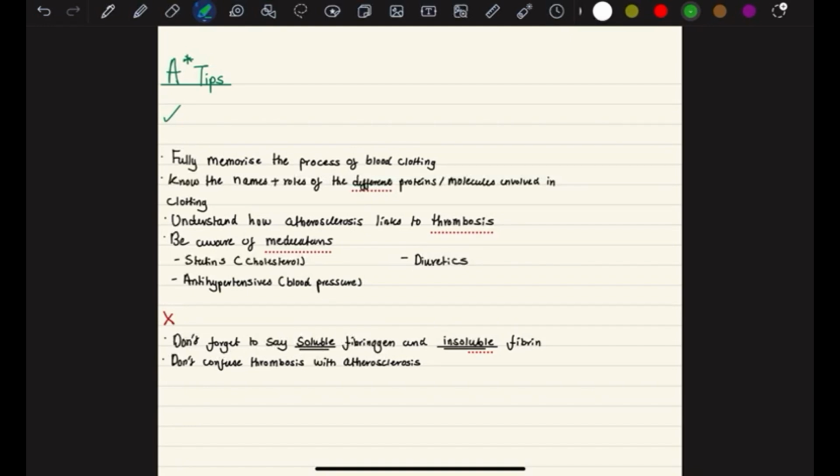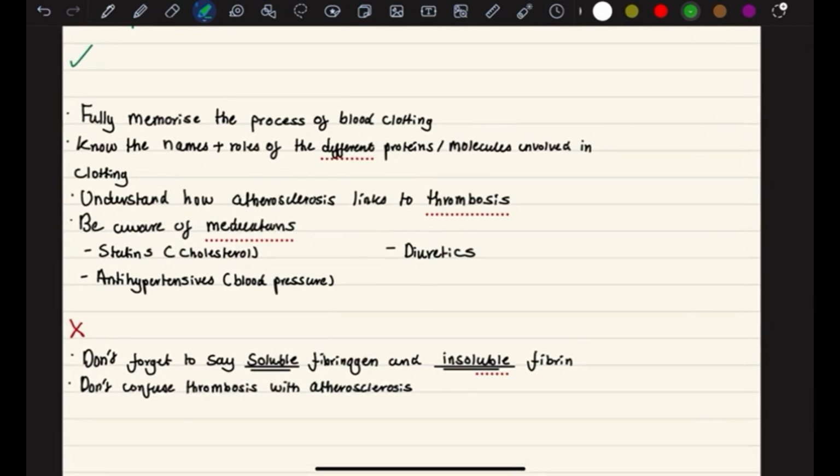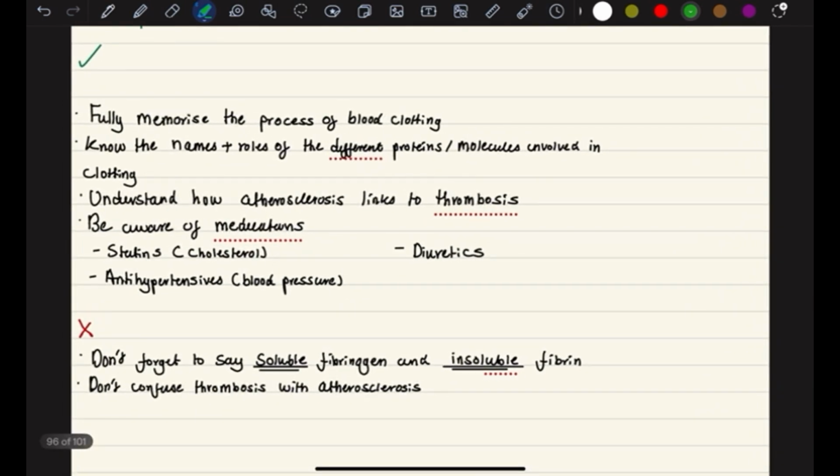Okay, and that is kind of a wrap on the lesson, but again, we're going to go through the A-star tips. Now, when you have processes like this in biology, just memorize it. Literally, just memorize it. So same thing with atherosclerosis. Just memorize this process of blood clotting. I know there's a lot of different proteins that have really similar names, and it is really annoying, but you just need to know where each one comes in the process, because that will help you to get marks in the exam. Yeah?